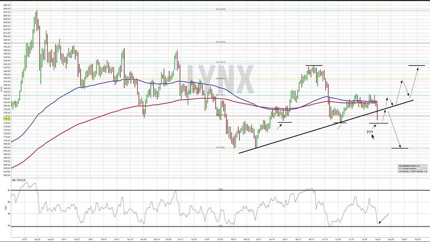Okay, that's the chart technical picture. Let's just face the facts, what is going on with the gold price and what could possibly happen from the fundamentals as well.